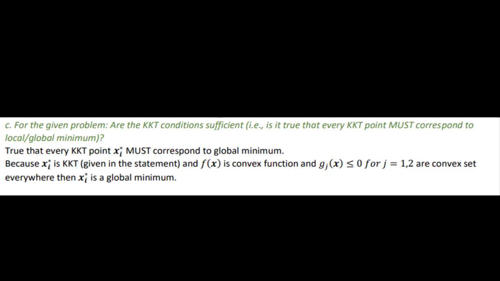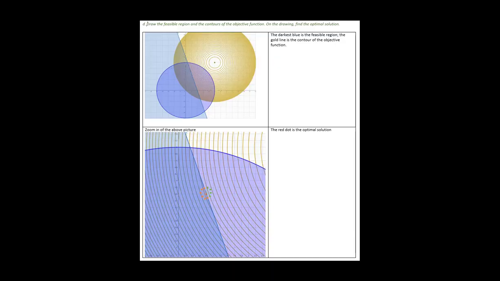Okay, so that was the first question. Now part B, for the given problem, are the KKT conditions necessary for a local minimum? Usually this is the statement that is written, but this is what it means: is it true that every local minimum of the given problem must be a KKT point? Yes, the answer is yes. But why? Constraint qualification. Because the constraint qualifications are satisfied, every local minimum must be KKT. So there is no way somebody can come up with another point and say this is a local minimum. It cannot happen. So this question is related to part A. Of course everything is related, but this is the answer to part B.